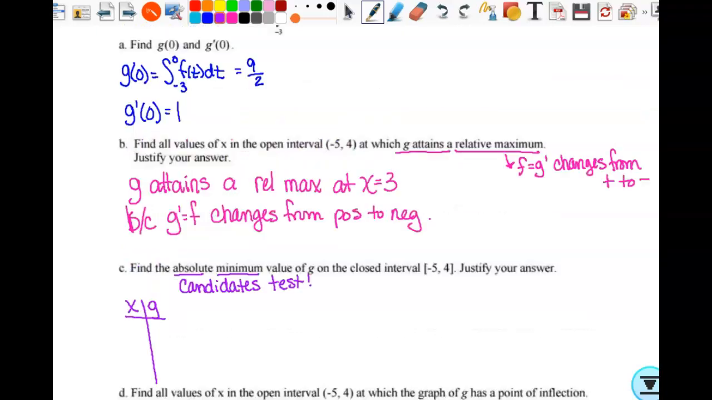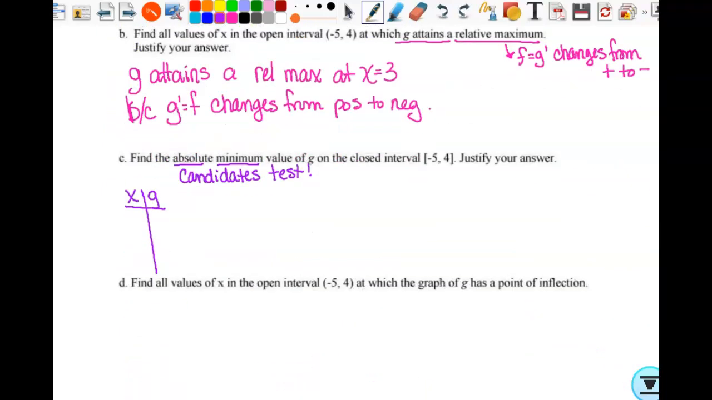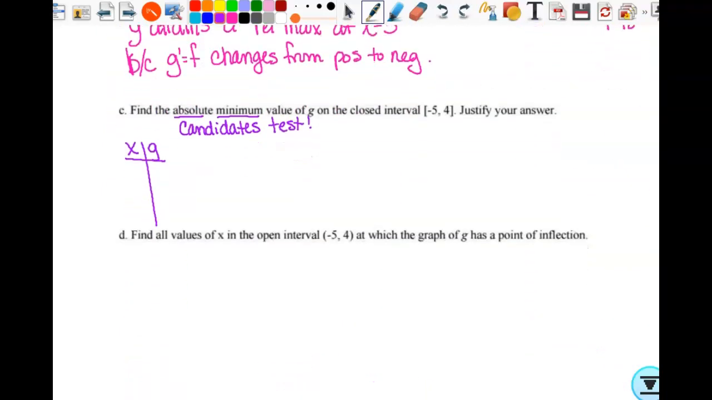Look at your graph, find the mistake. Where's the mistake in the graph? It says 5. It should be negative 5. So your first endpoint is at negative 5. The other endpoint is at 4, right? And then we have a critical point at negative 4, some counting on there, and 3.